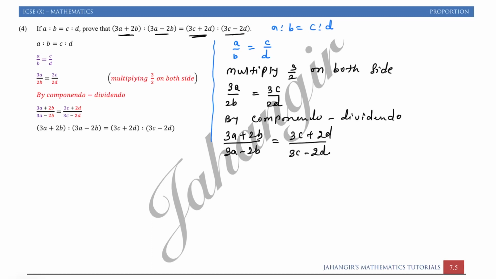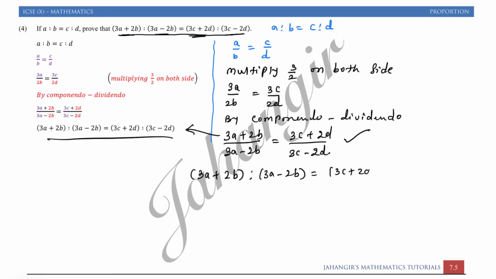Now we want the answer in the form of a ratio. If you keep the answer in the form of a fraction when ratios are asked, you may lose your marks. So always write the answer in whatever format is required in the question. 3a plus 2b is to 3a minus 2b is equal to 3c plus 2d is to 3c minus 2d.